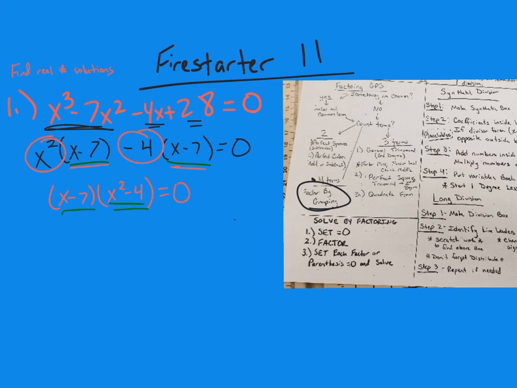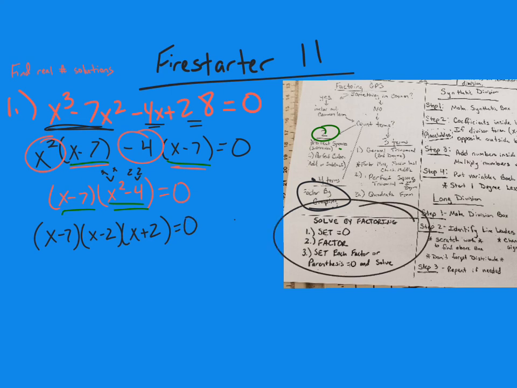But x squared minus 4, remember, that's two terms, that's perfect squares with a subtraction sign. So actually, my best answer right here is going to become x minus 7 from above. And then, remember, this is x and x. And this is 2 and 2. So it becomes x minus 2, x plus 2.